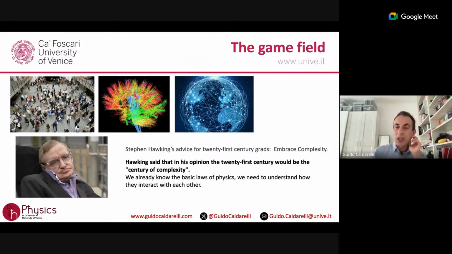And also Stephen Hawking was suggesting to embrace complexity. This should be, in his view, the century of complexity, because most of basic physics is somehow known. There is a lot to discover yet, but we have some idea. In this field, we don't have any idea, and essentially, it's like when you know how to build bricks, but you don't know architecture, how you put those bricks together.